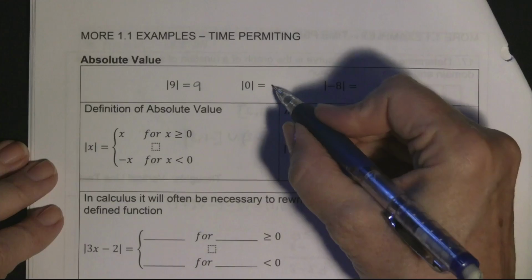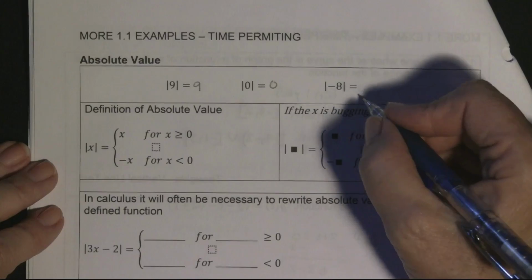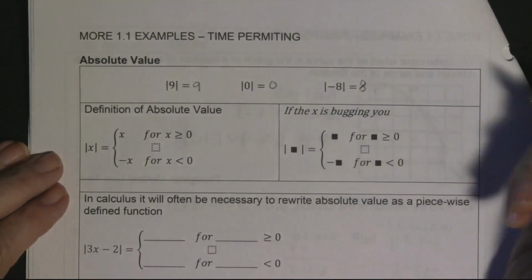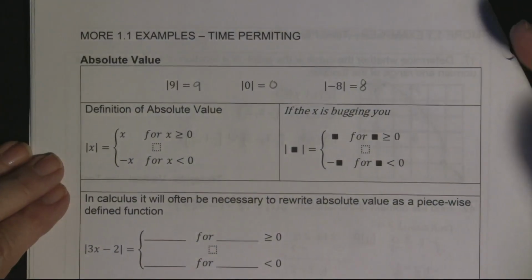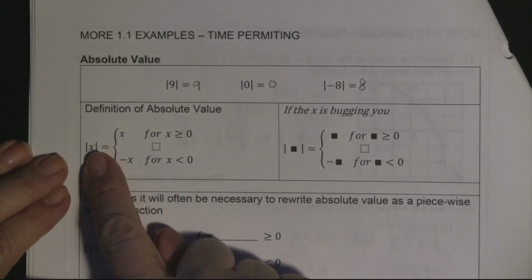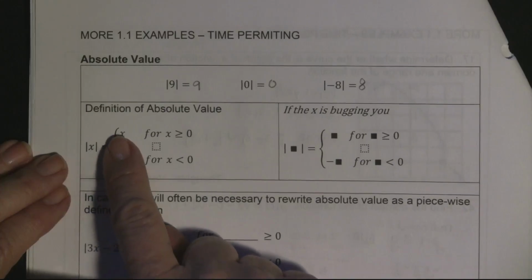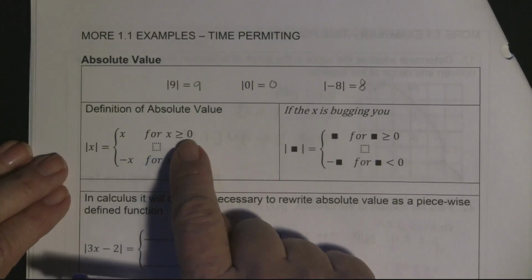So the absolute value of 9 is 9. The absolute value of 0 is 0. And the absolute value of -8 is 8. And so you probably know them with numbers. And probably where you're not as familiar with them is when they're variables. And so by definition, if you have the absolute value of x, that's equal to x for x greater than or equal to 0.